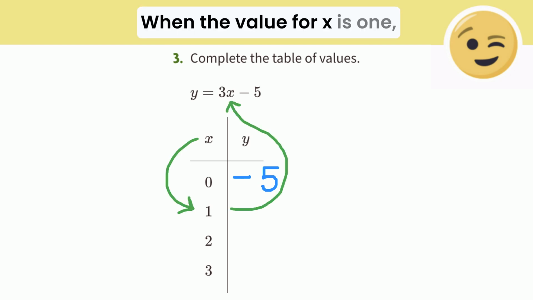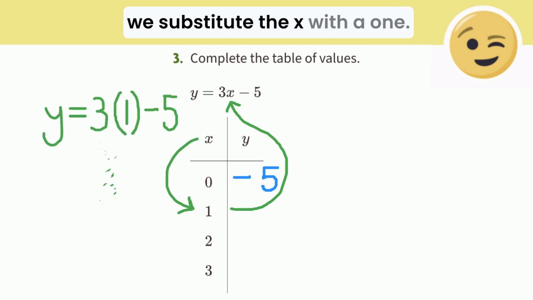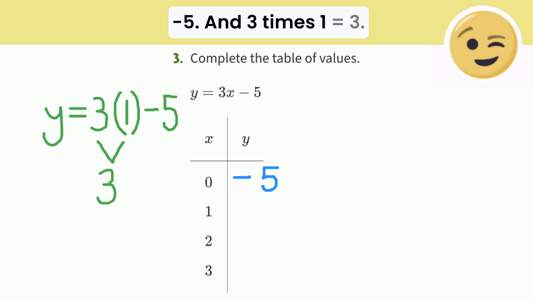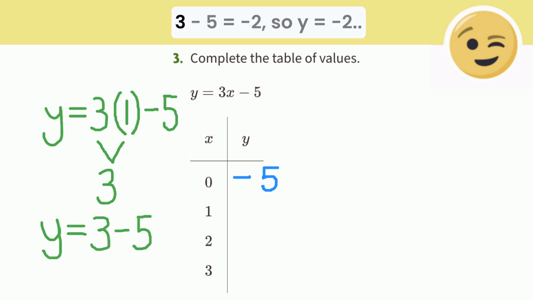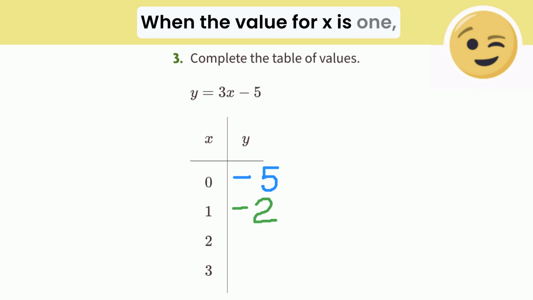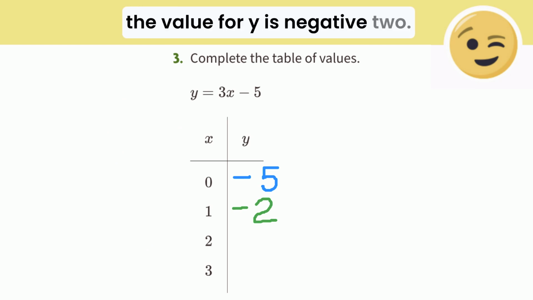When the value for x is 1, we substitute the x with a 1. Now the equation reads y equals 3 times 1 minus 5. And 3 times 1 is 3. 3 minus 5 is negative 2. So y equals negative 2. When the value for x is 1, the value for y is negative 2.